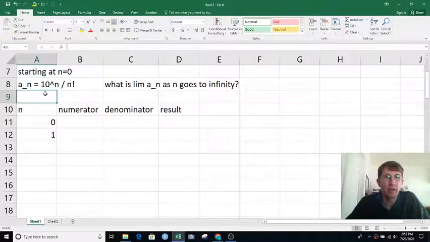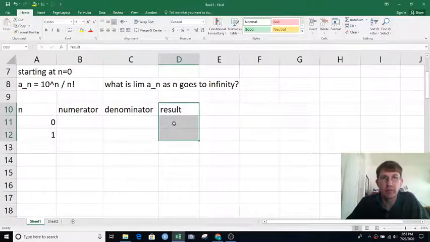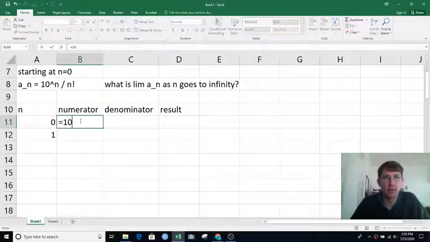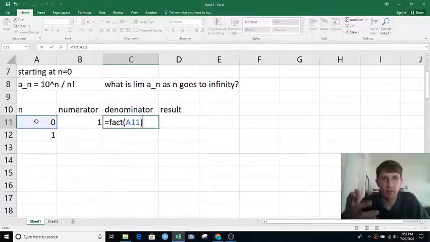Because this is a fraction, a lot of the sequences we deal with have fractions in them. It's often interesting to see the numerator separate from the denominator. So I would suggest putting each in its own column and then the result that divides the numerator by the denominator. And then that's really what I would graph. So for the numerator here, I'm going to go 10 to the n. And for the denominator, I'm going to say fact of n. Fact is how you do factorial in Excel.